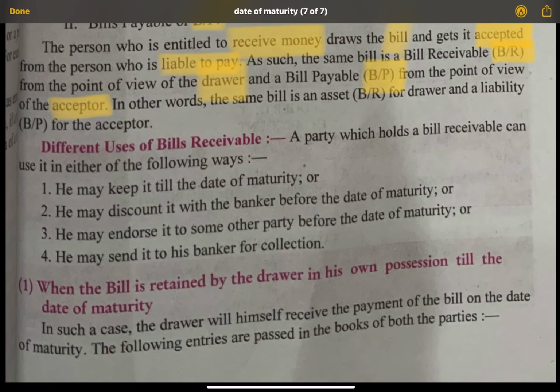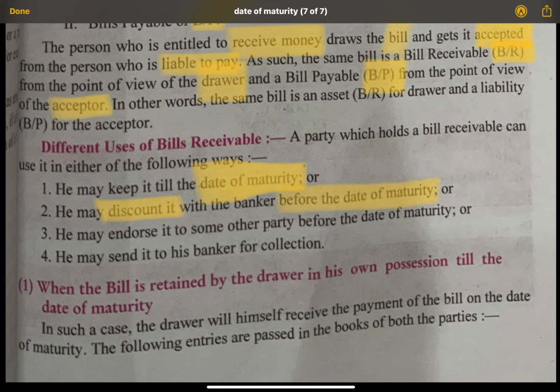So different uses of bills receivable. So a party which holds a bills receivable can use it either of the following ways. या तो you have to keep it till maturity date. Okay. अपने पास ही रखिए, पेमेंट रिसीव कीजिए at the end of the time. He may discount it with the banker before the date of maturity. Just like I have given you example now, if Shah wanted to get the amount in advance, definitely he is going to get it discounted from the bank. Okay, and at the due date, Ayush will be making payment to the bank directly.